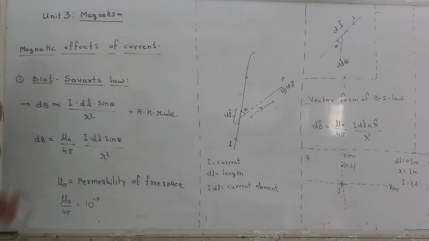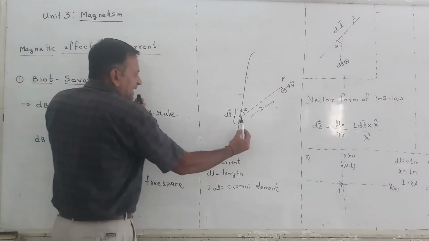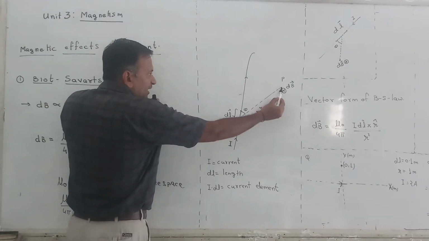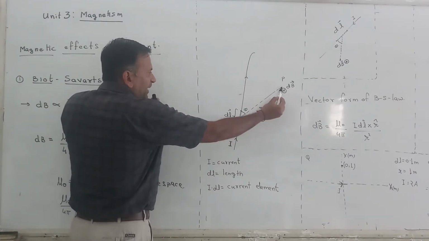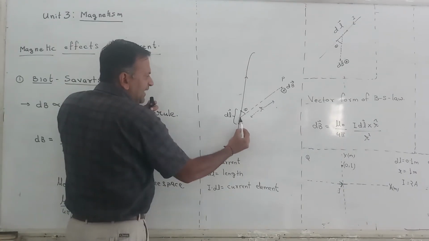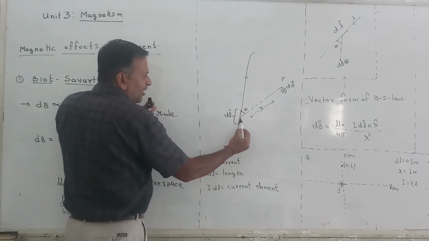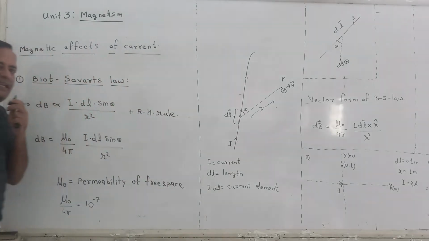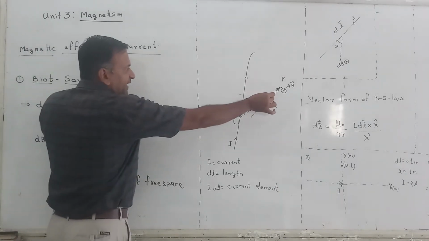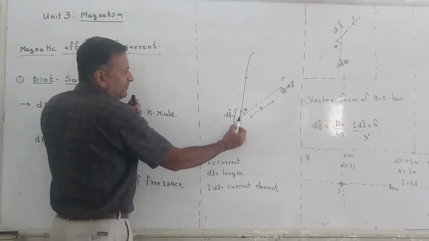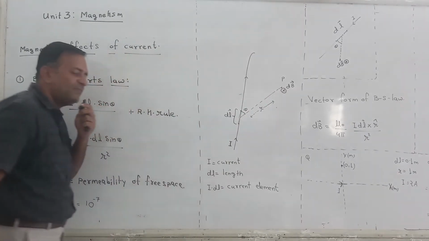Okay. Can you see in the diagram? This R is the distance between the point where I have to find the magnetic field and the center portion, the center part of the length dl. You have to connect by drawing a straight line, point to midpoint, and this distance will be R.